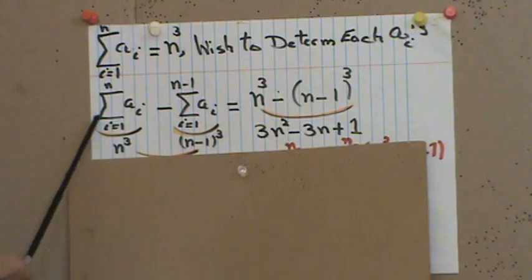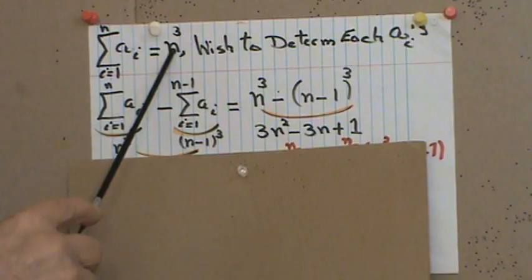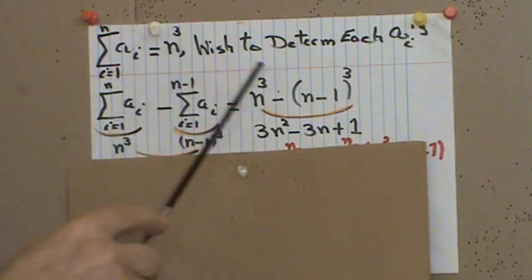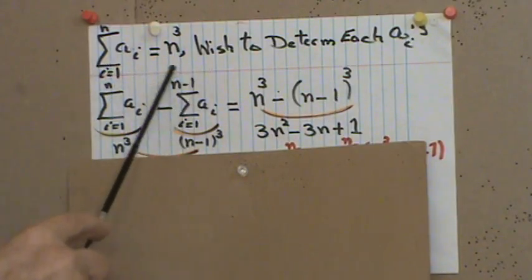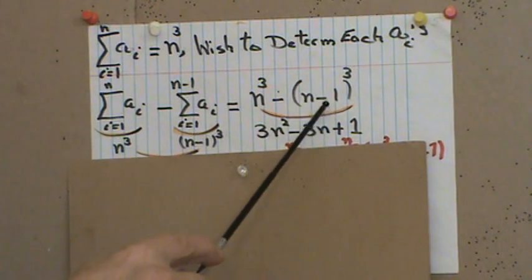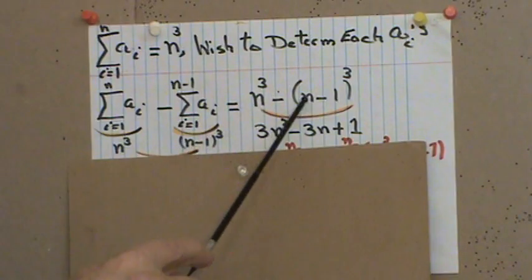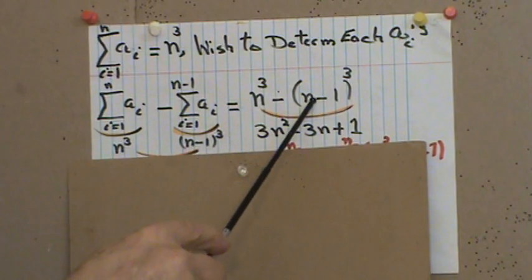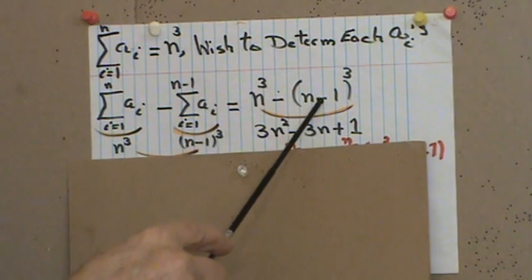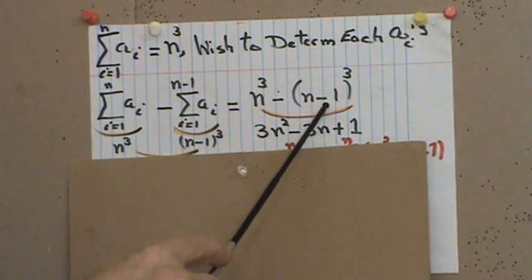And then this series is n cubed. Is that right? So this series will be (n minus 1) cubed. Do you see that? Based on this assumption. And then this is a binomial expansion, which is what? n cubed minus 3n squared plus 3n minus 1.